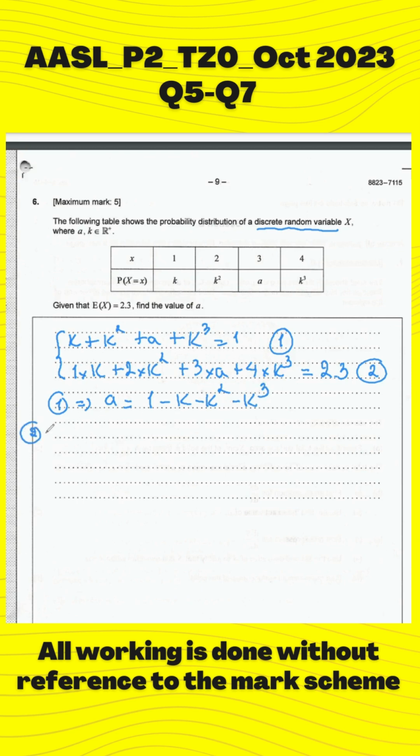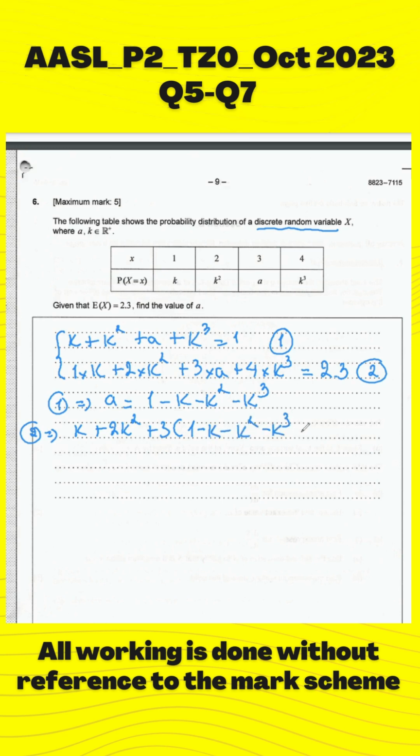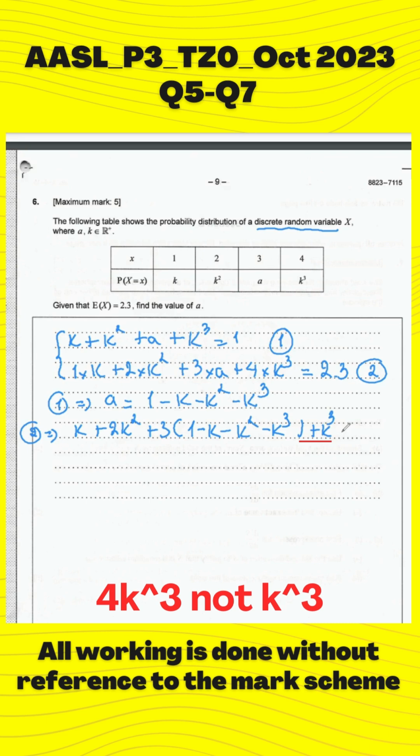And we will use this relationship to sub into 2. So now 2 will become k plus 2k squared plus 3 times (1 minus k minus k squared minus k cubed) plus 4k cubed minus 2.3 equals 0. And we will use GDC to find the zero of this one. So we have k equal to 0.1316, rounded to 3 significant figures, GDC. And then we sub this one back into 1. So we will have a equal to 0.553.